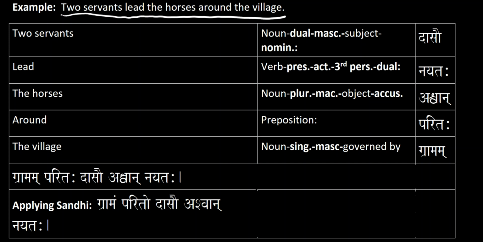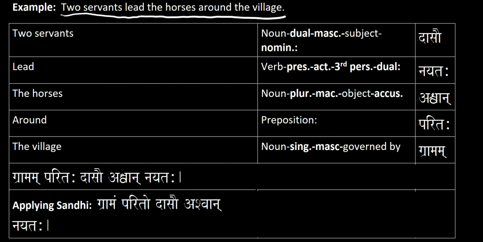So I want you to look at the table that I have. On the left side of the table, I put each word into one cell. So, two servants, that's dāsau. I know that two servants is going to be one word, so I put that into the table. There is no word for "the," so I just put the village and the horses in one cell. Okay? So I have two servants lead the horses around the village.